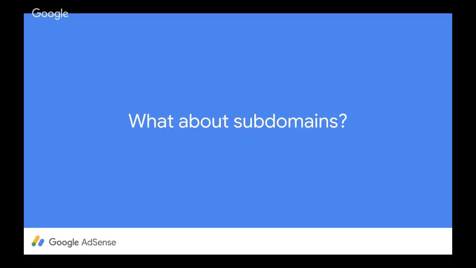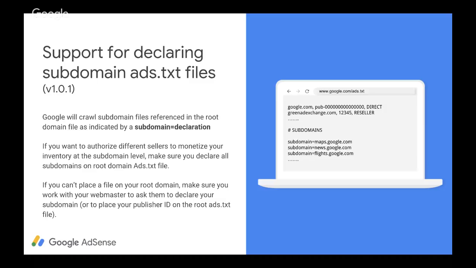The other question that we've received quite commonly is around subdomains, and I was alluding to that a bit earlier. So for example, if you do not own the root domain and you're unable to put an ads.txt file there, or if, for example, you own the root domain but you would like different seller IDs to be authorized for different subdomains, what should you do? Google will crawl subdomain files, but they need to be referenced in the root domains, and they need to be indicated by subdomain equals and the name of that subdomain.